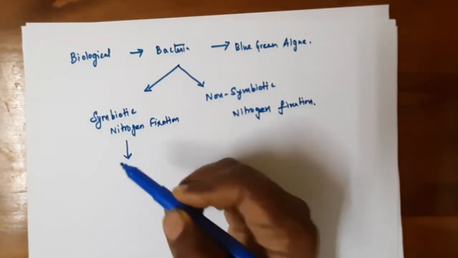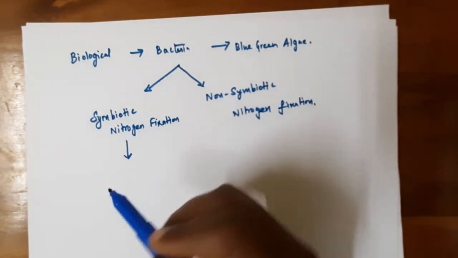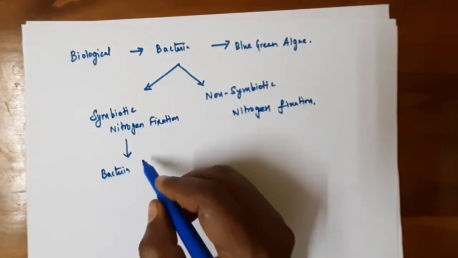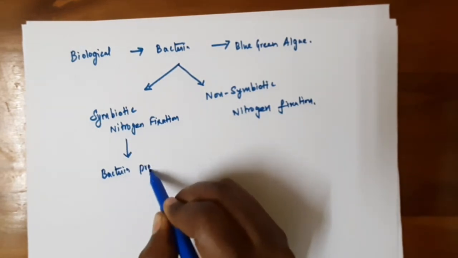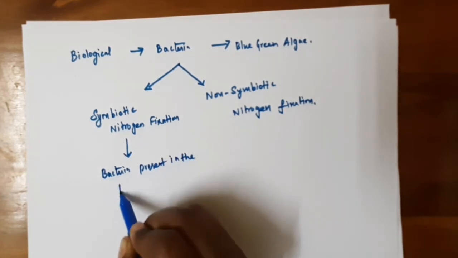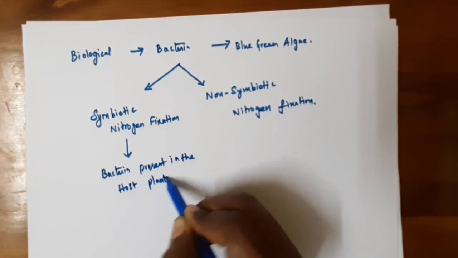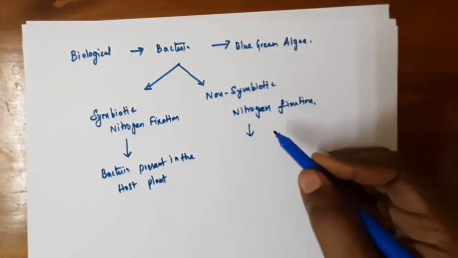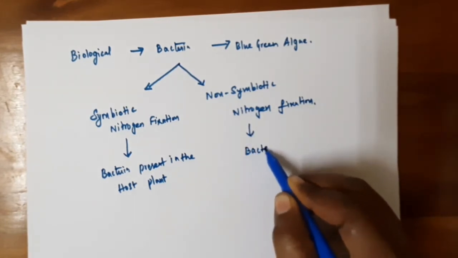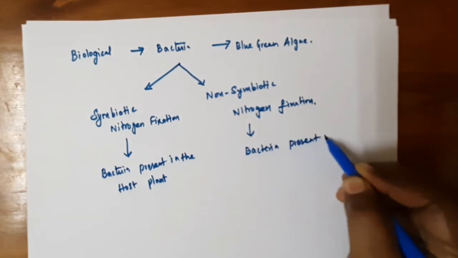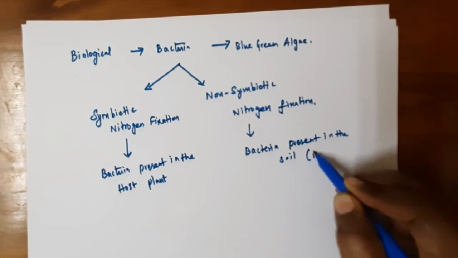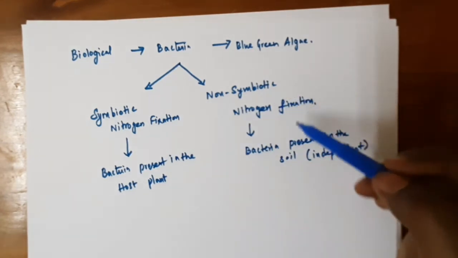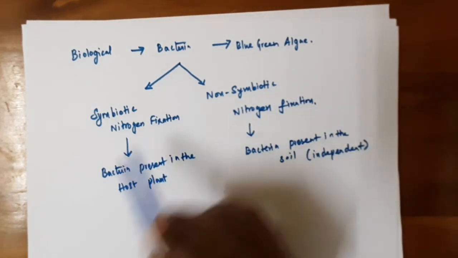Symbiotic means the bacteria is present in the plant itself, that is, the bacteria present in the host plant carry out the nitrogen fixation. Non-symbiotic nitrogen fixation is carried out by bacteria that are present in the soil. They are independent, whereas the symbiotic bacteria are dependent on the plant itself.